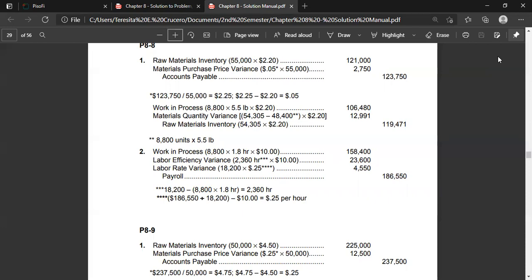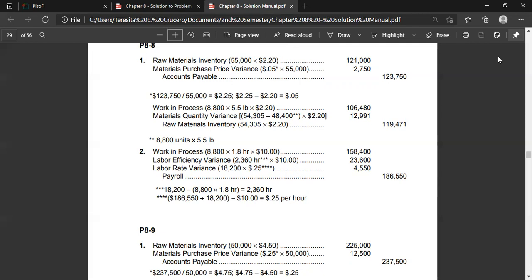Although 10,000 units were budgeted, only 8,800 units were produced. The purchasing department bought 55,000 pounds of materials at a cost of 123,750. Actual pounds of materials used were 54,305. Direct labor cost was 186,550 for 18,200 hours worked. So we have now the journal entries.